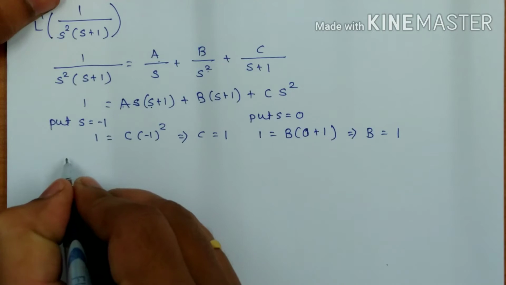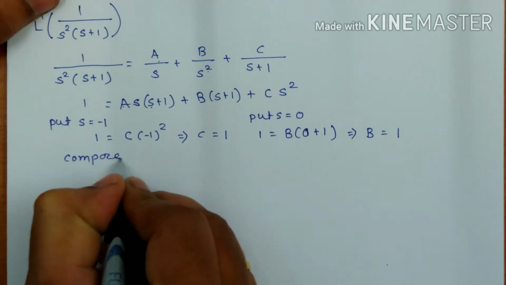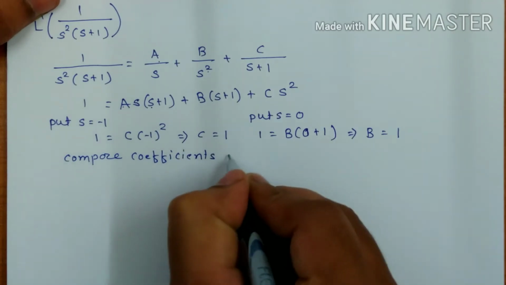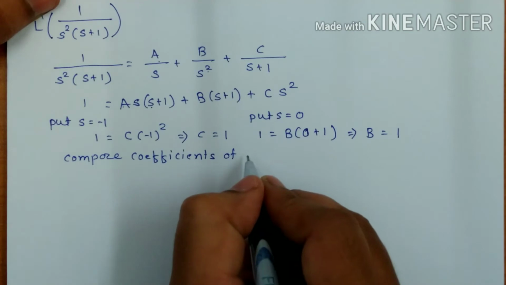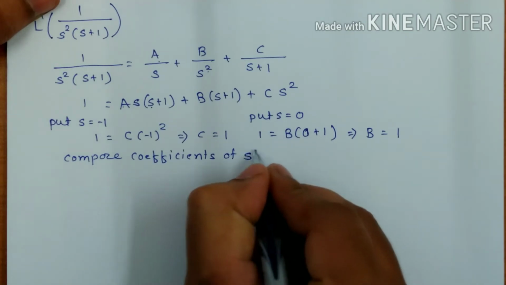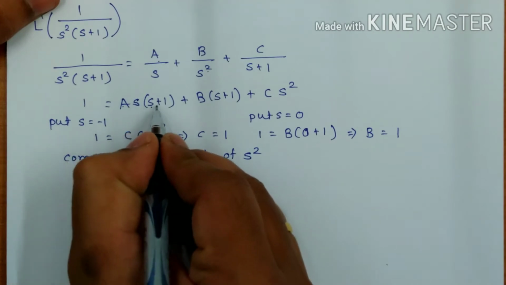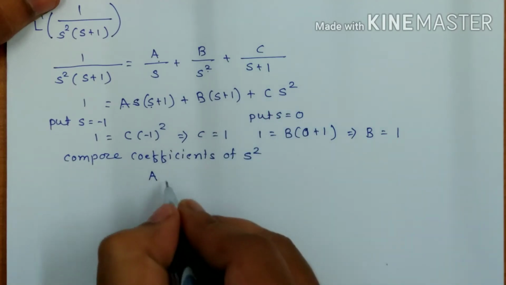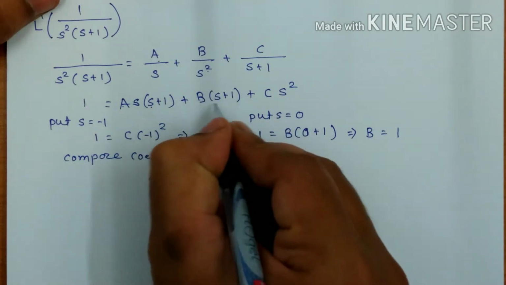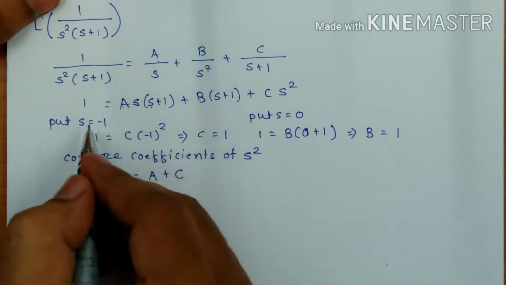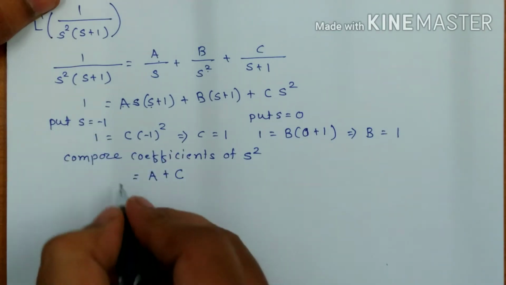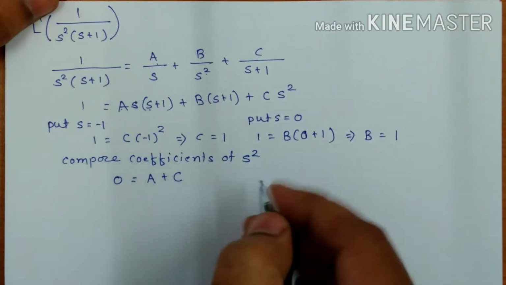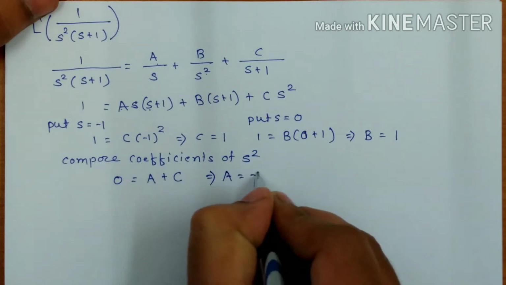So here we will compare coefficients of s square. So a into s, that becomes a s square. Hence the coefficient is a. Here c into s square, the coefficient is c. And here there is no square term present on the left side. Left hand side also we don't have the s square term, so the coefficient is 0. Now what is the value of c? c is 1. Substitute it here, we get a equals minus 1.